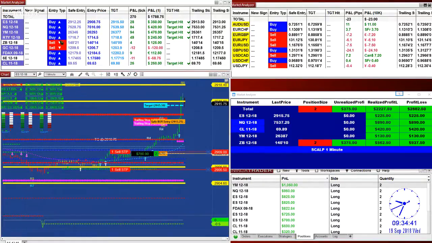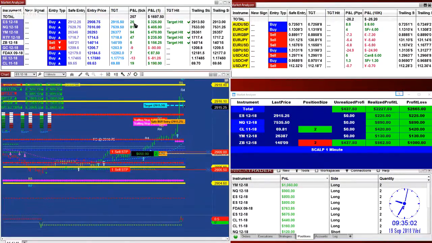And then it gives you the direction and a safe entry as a pullback re-entry, where we're going to be entering the market. Entry price, as an example now, is 2908.75. The target is 2915.50. And then we are at 26 ticks from that signal trade. The same story on the NASDAQ. Right now on the last signal here, we have 27 ticks.